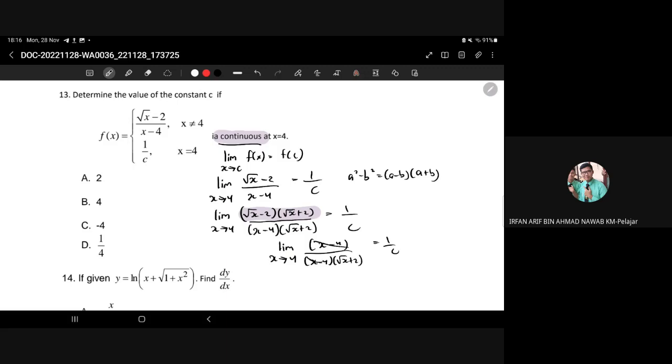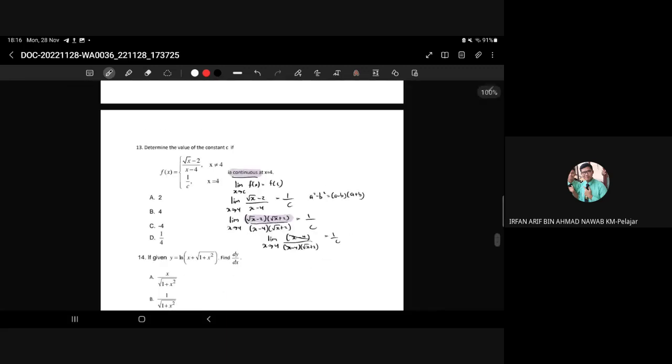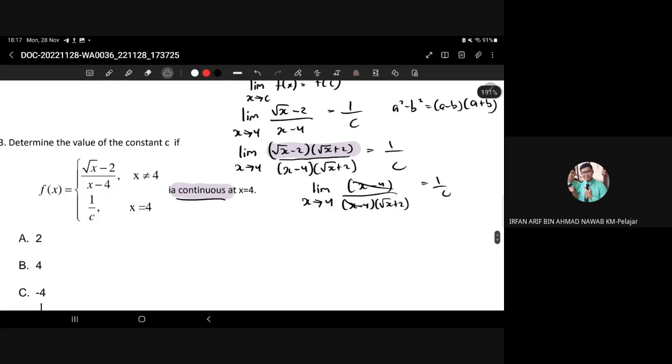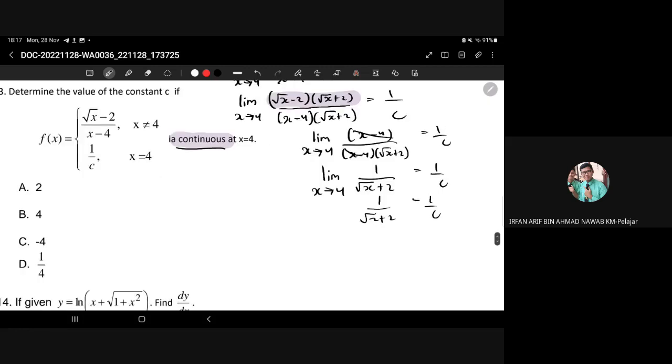I should write it up here so that you guys can see what I'm trying to do. After this question, I'll show you another method if you have another idea. So we are left with the limit as x approaches 4 of 1 over square root of x plus 2, equal to 1 over c. So just direct substitute, you will get 1 over square root of 4 plus 2, equal to 1 over c. Not 2, sorry, 4. And then c is equal to 4. That is our answer.